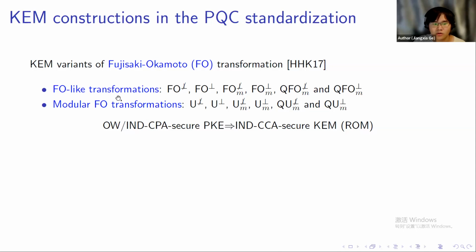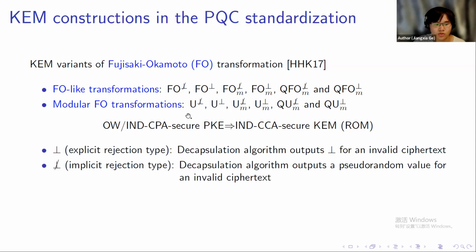In more detail, the FO-like transformations act on the randomized PKE scheme. The modular FO transformations act on the deterministic PKE schemes. Here, the transformation with superscript ⊥ is called the explicit rejection type, and its decapsulation algorithm outputs ⊥ for an invalid ciphertext. The transformation with superscript not-⊥ is called the implicit rejection type, and its decapsulation algorithm outputs a pseudo-random value for an invalid ciphertext.